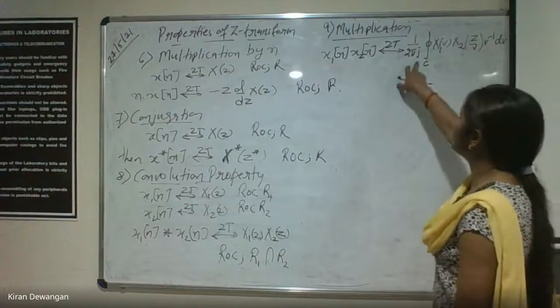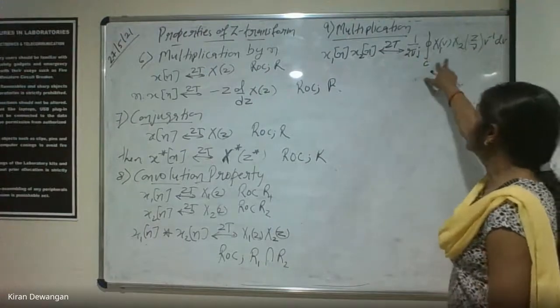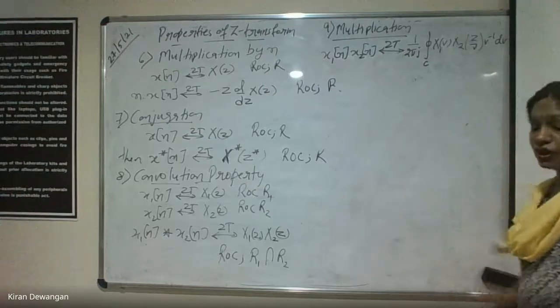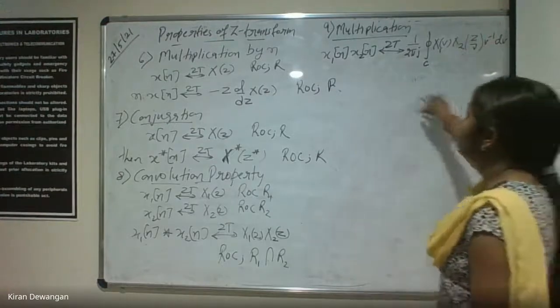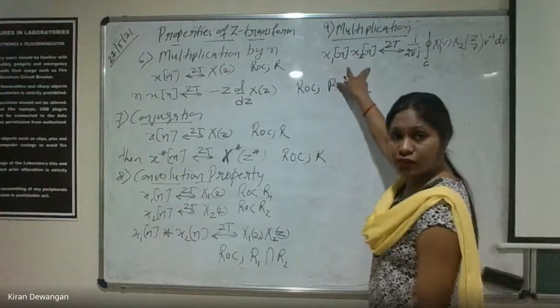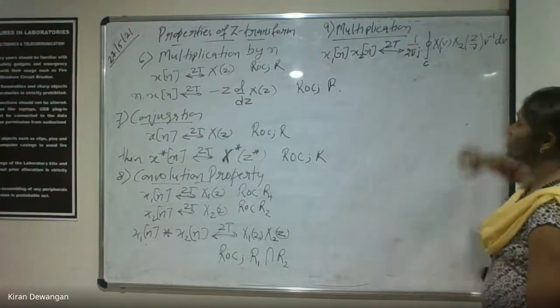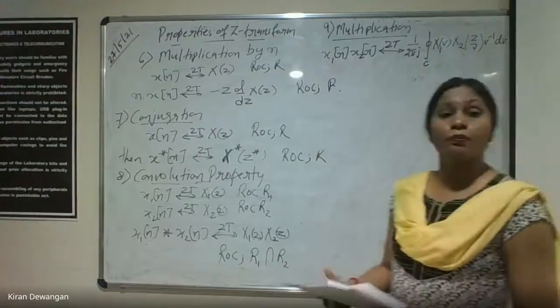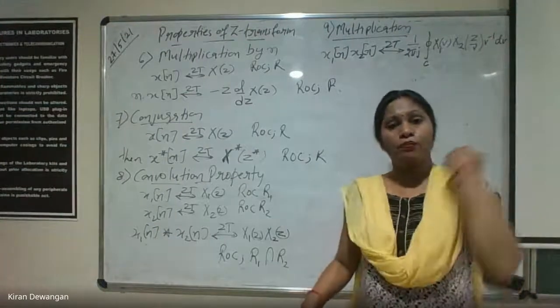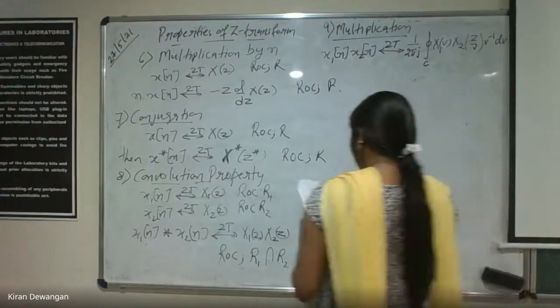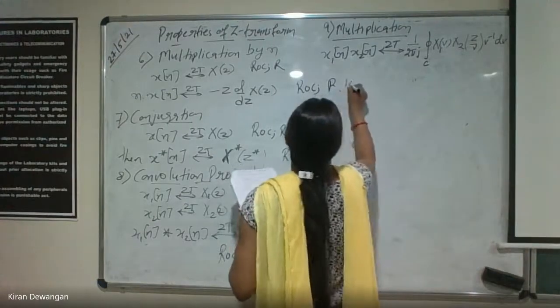Here it is 1 by 2 pi j, contour integration of X1(v) into X2(z by v), v to the power minus 1 into dv. This is how the multiplication is done. Multiplication in the time domain will have the Z transform in this particular form. This is also known as the complex convolution property. Now the next one is the accumulation property.